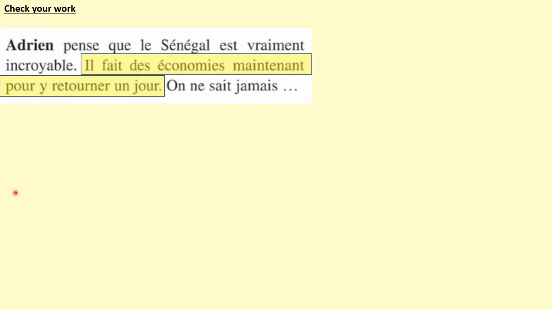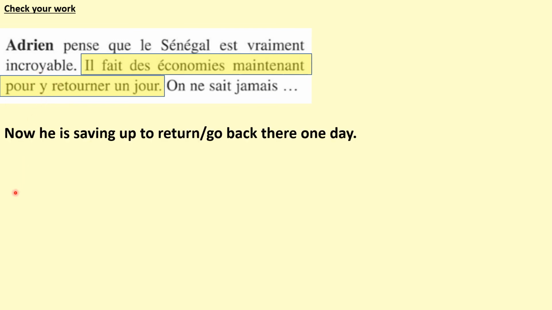So you should have had something like, now, maintenant, he is saving up, il fait des économies, to return or to go back, retourner, there, y, one day, un jour. Now he is saving up to go back there one day. So Adrien has a very positive opinion of his trip to Senegal because he would like to return there one day.